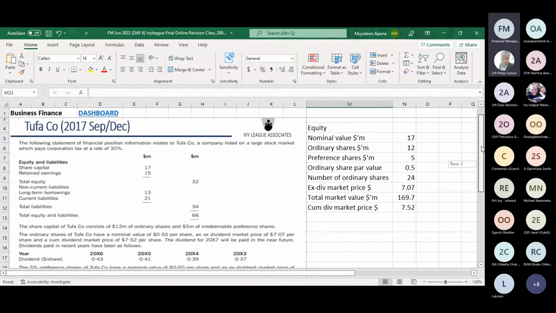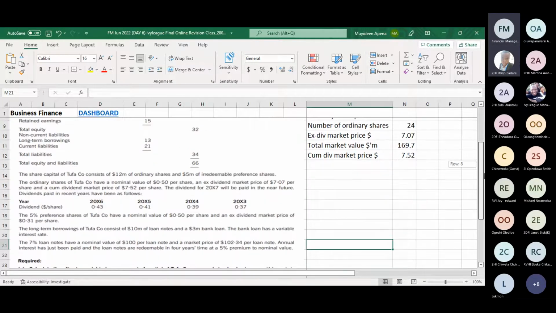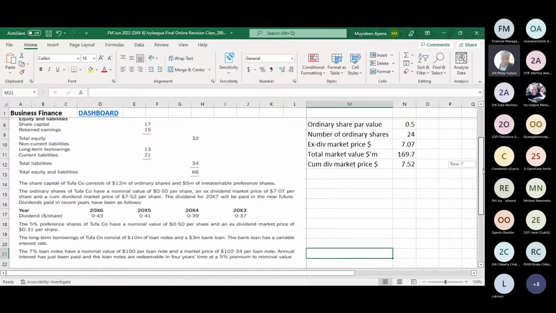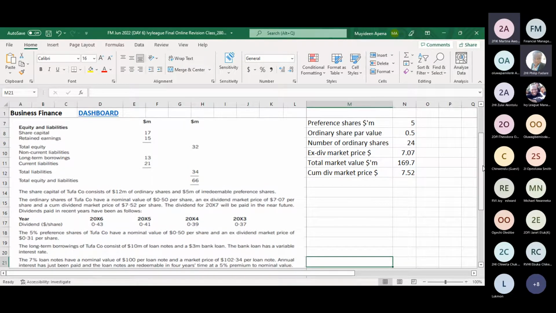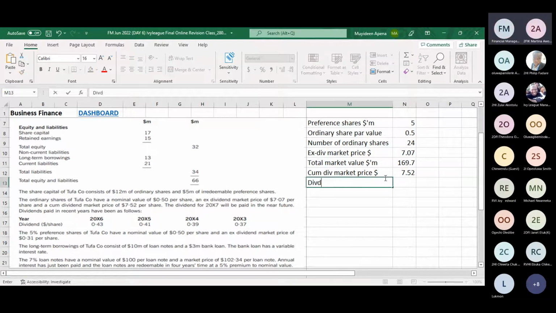So the financials given to us are for what year? 20x6? Oh, this one is for 20x7. I think the financials we've been given are 20x7. Do we all agree? Yes, sir. Okay, so let's do something to consolidate on the top.